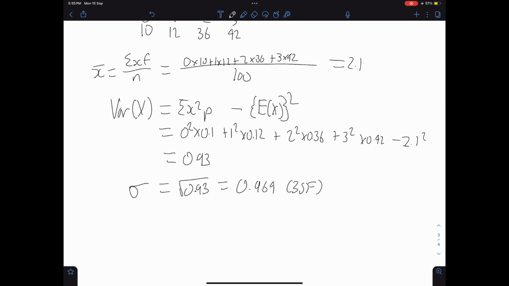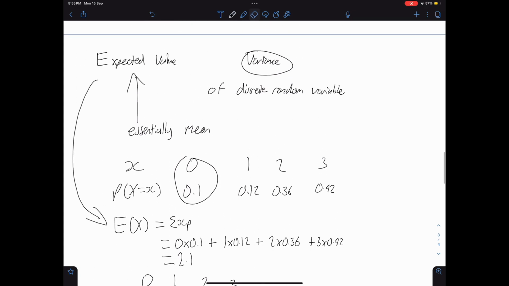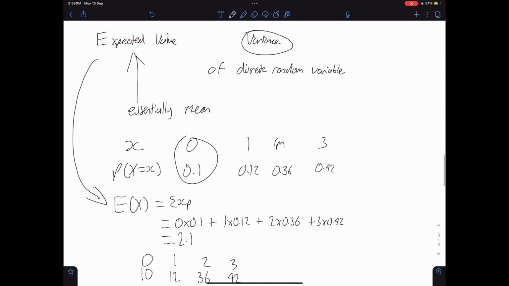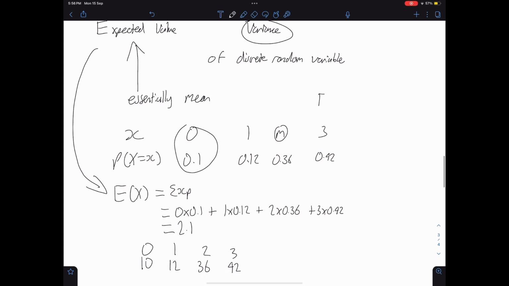As I said in the previous video, sometimes they might not give every probability, and instead use something like C, and you have to find that C first. Or they may even remove one of these and then tell you that the expected value is 2.1, and then you have to work backwards to find that value of M or whatever.